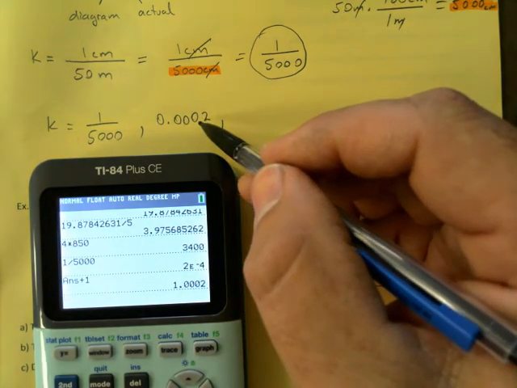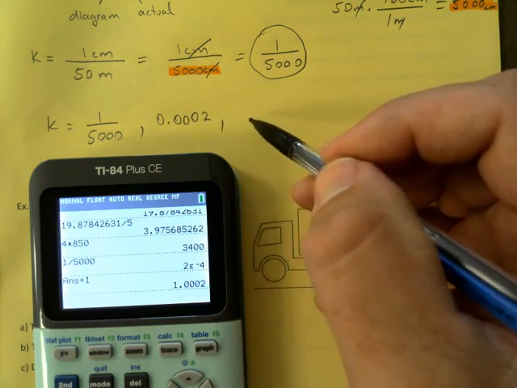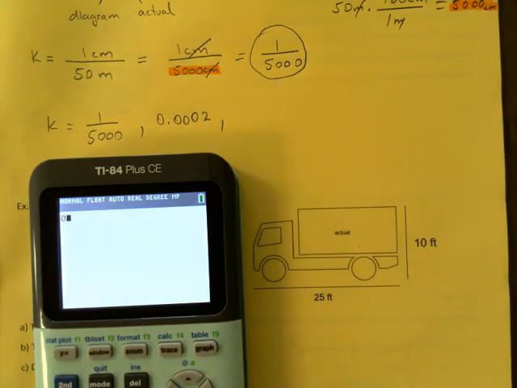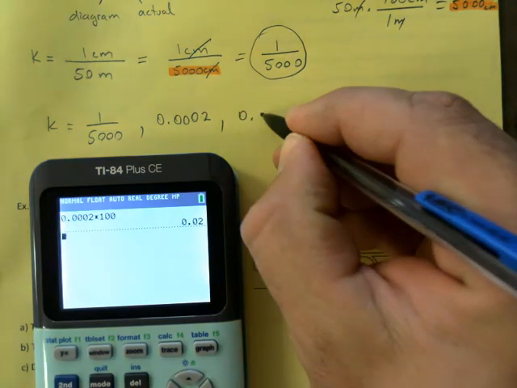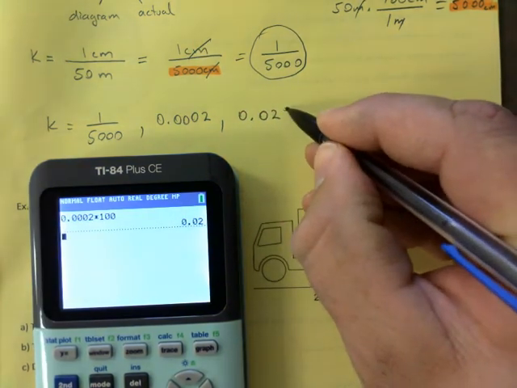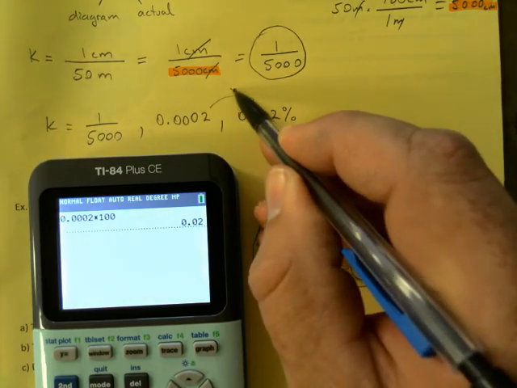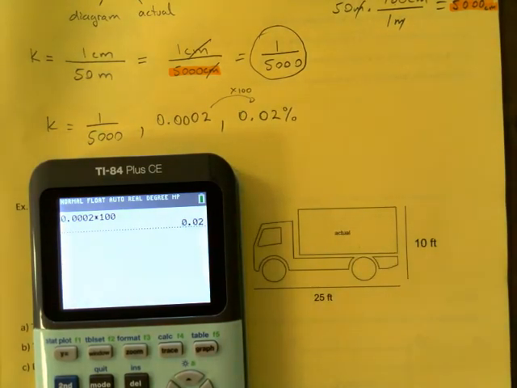And then how do we get that to a percent? We gotta take that 0.0002 and just multiply it by 100, which you already know as well, but that's 0.02%, right? So we just took this, multiplied it by 100 to get that. Okay.